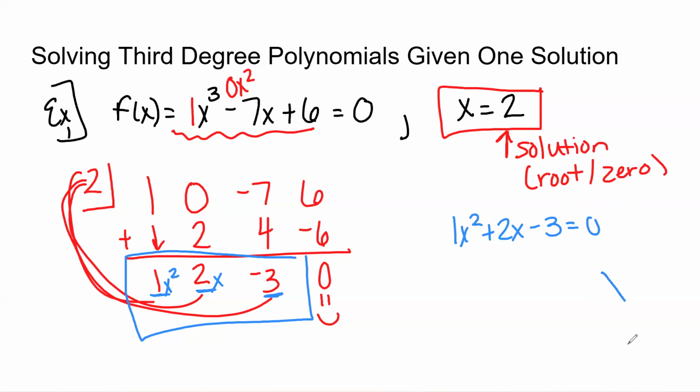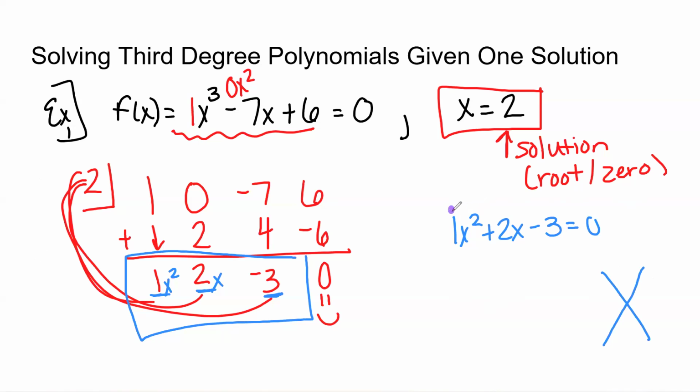I factor with the magic X method. If you use a different method, that is totally fine. There's also a box method, a grouping method. I just think this is the easiest. I don't have a separate video as of right now on magic X, but I should make one. So we'll look for that coming soon.